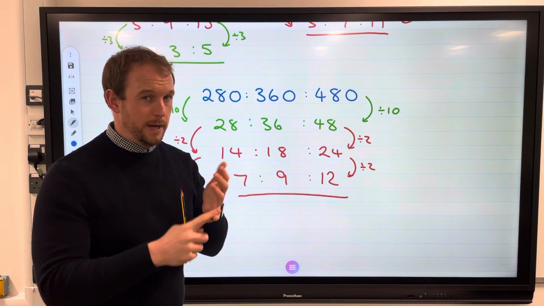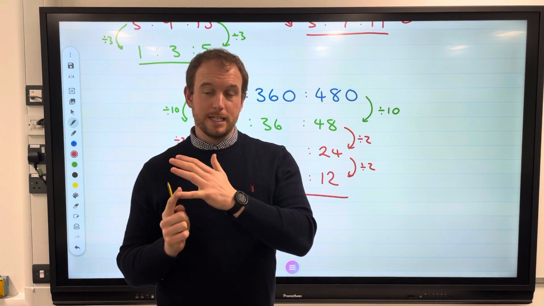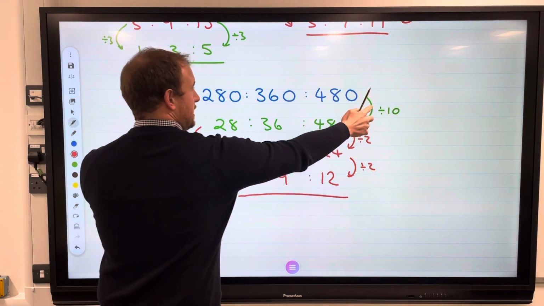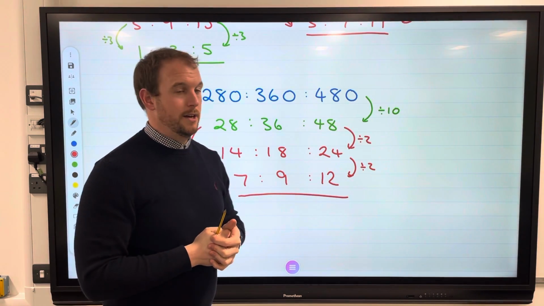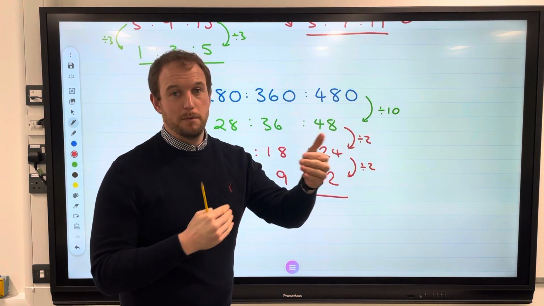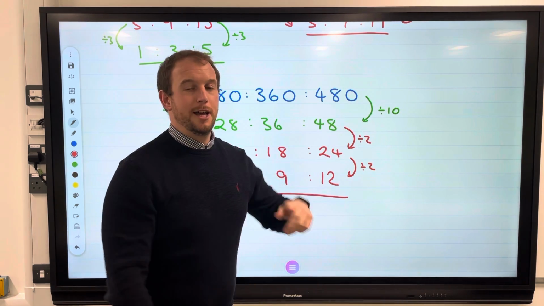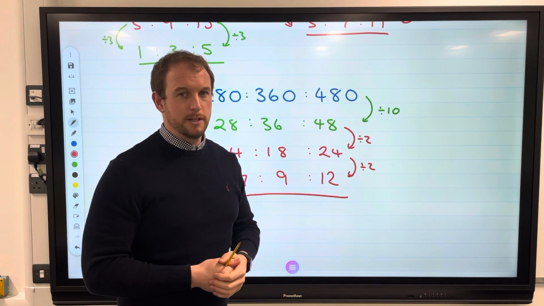Biggest key there though, whatever you do to one number, you've got to do the exact same to the other. When you're dividing, you'll notice I've divided by the same numbers on both sides. Times tables, get yourself a multiplication grid if you need to start off, and hopefully you can put that to one side and be a little bit more fluent with doing these, as practice makes perfect. Hope it helps.